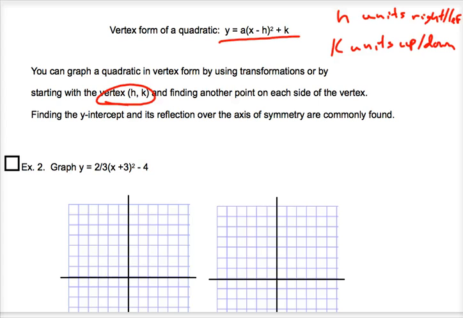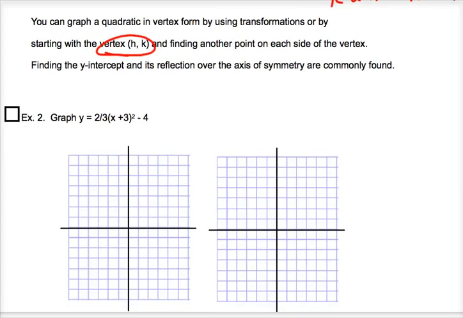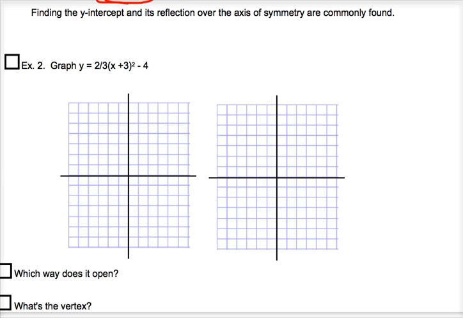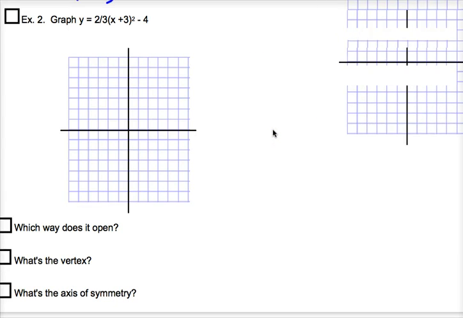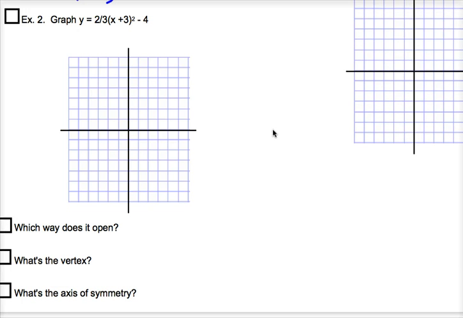Then just find another point on each side, and finding the y-intercept is commonly done. So how do you find the y-intercept? Plug in x equals 0. So I've got two graphs here. I think I was going to do one with transformations, one with just finding the vertex and going from there. I think I'm going to move this off to the side. I'm just going to do one over here. I'm going to find the vertex.